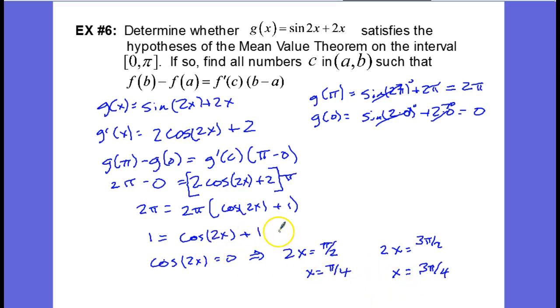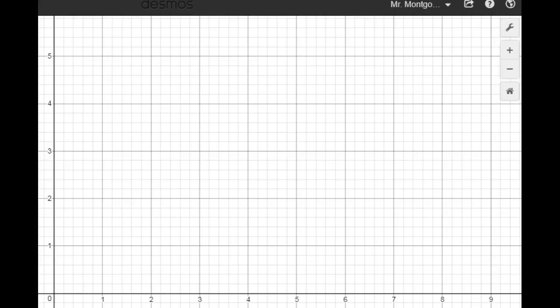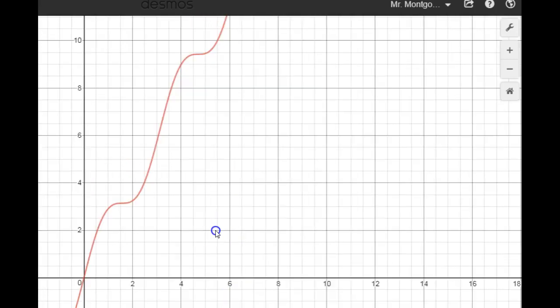But let's see if we can take a minute and put this in perspective in terms of what the graphs look like. All right, so what I've done is I've opened Desmos and I've already entered my function g of x, which is sine 2x plus 2x. So here is the graph of that function. Now remember, we're interested in what's going on the interval from 0 to pi, which is approximately over here somewhere. We will find it exactly in a minute. A little bit bigger picture of what's going on.